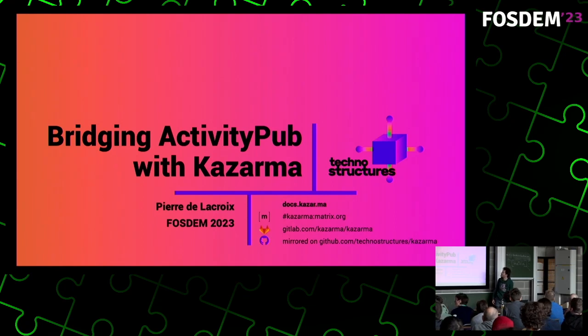So I'm Pierre, and I'm going to talk to you about Kazarma and how we tried bridging ActivityPub with Matrix. So we talked a lot about interoperability even 2 years ago, and we found it sad that we talked about interoperability for proprietary platforms, not with our alternative decentralized networks. And so we tried doing that. Kazarma is hosted on GitLab. It's using the license AGPL v3, and it's done in Elixir.